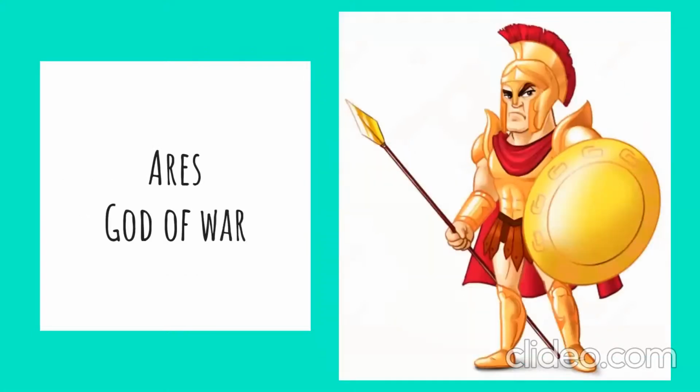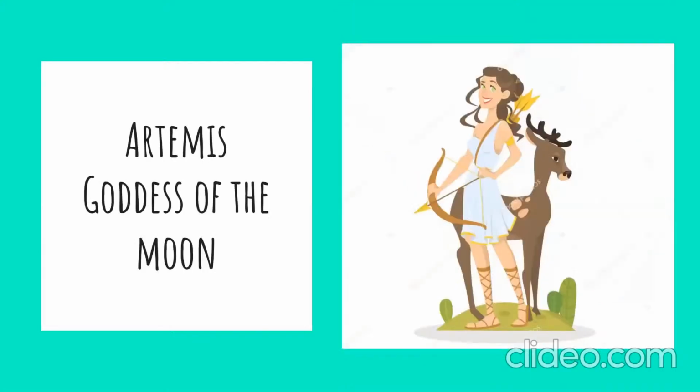Then we have Ares, who's the god of war. Okay, so he's always in a bad mood. You'll see him with a spear, you see him in an armor. He's always wanting to fight, extremely angry. That is just Ares for you.